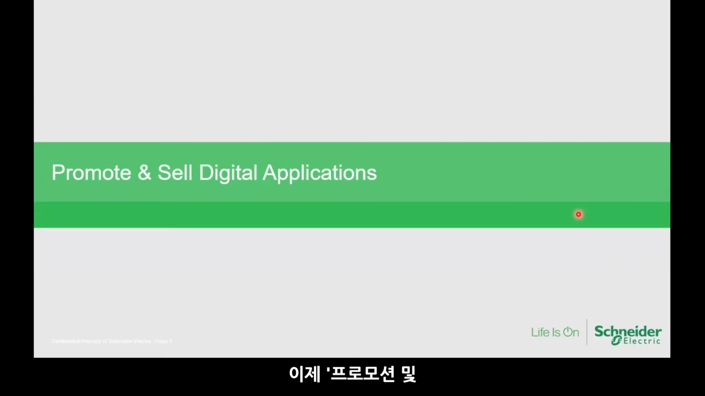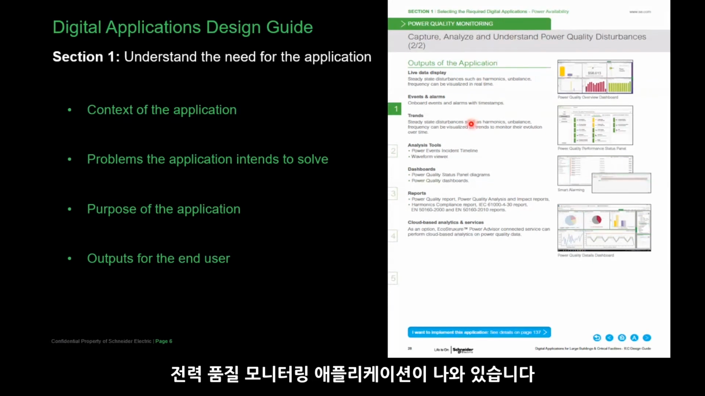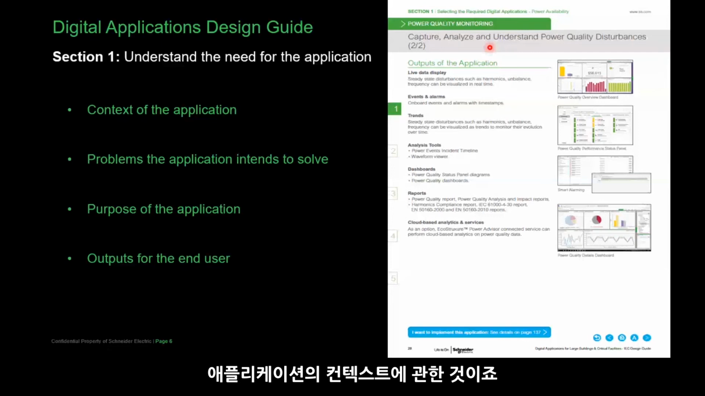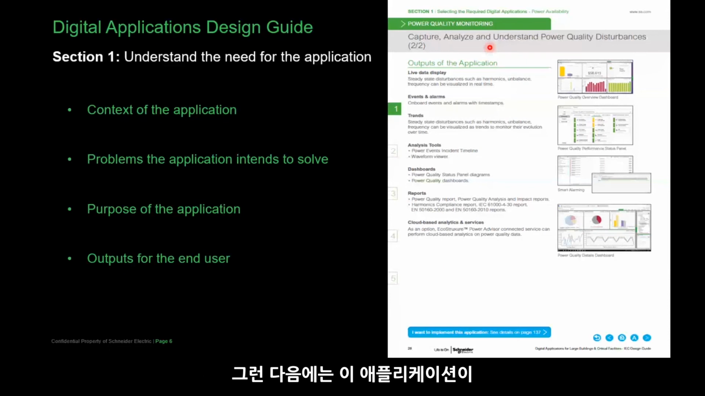So when we look into promoting and selling this digital application, first is understanding the needs of the application. In these guides, for example, on the right side, you can see a power quality monitoring application. And in these applications, there are always 4 different parts. First is, what is the context? What is the application for? There's a short description talking about these applications. Then after that, you go into what problems this application intends to solve.